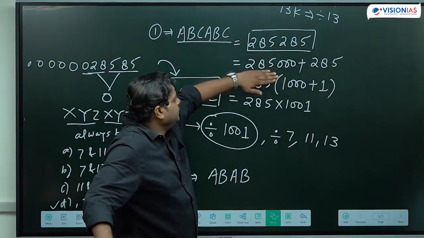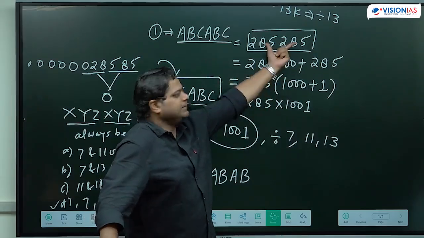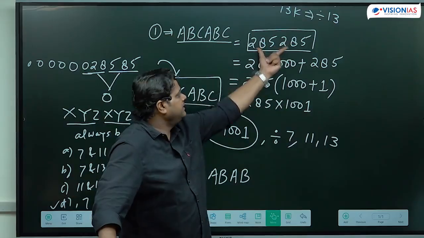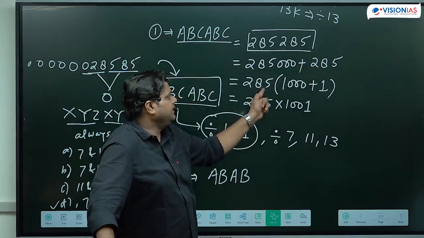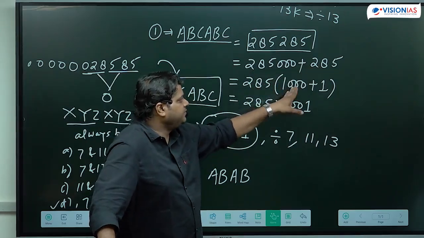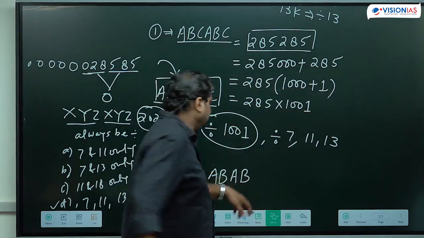We can write 285, 3 zeros, plus 285. We are getting the same number. यहाँ पे we can take common 285. If we take 285 common, bracket में we are going to get 1000 plus 1. 285 into 1001. We can take any number.